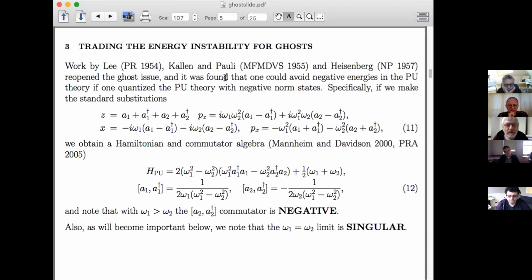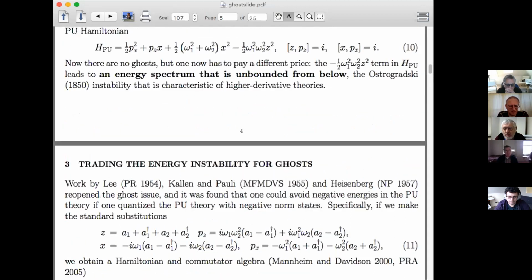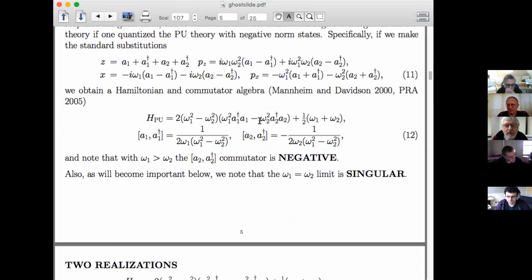And it turned out that you could trade the energy instability if you did, in fact, quantize the theory with ghosts, namely you quantize the theory with negative norm states. So how do you see that? You just make the substitution. You do two creation and two annihilation operators, Z, PZ, X, and PX. You make that substitution. And Aaron Davidson and I showed that when you do that, this original Hamiltonian, the one upstairs, becomes this expression here, A1 dagger A1 minus A2 dagger A2, plus a zero point energy.